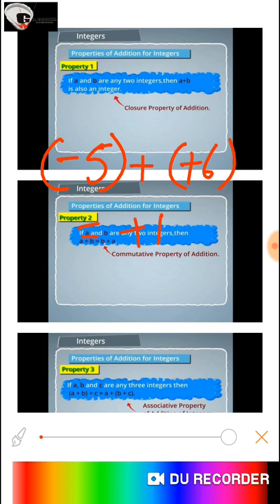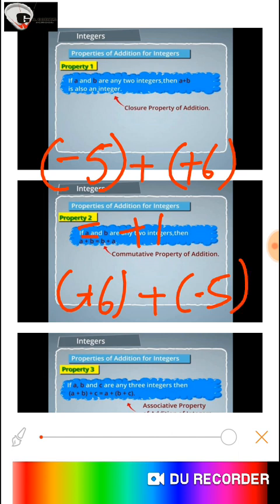Now let us change the order of addends. Let's keep +6 first and then -5. If we add them, we will get +1 here also. So if we have two numbers, no matter what order of addends we follow, we will get the same answer.